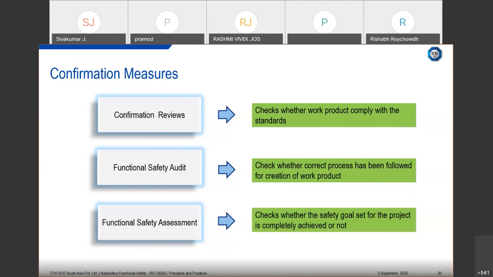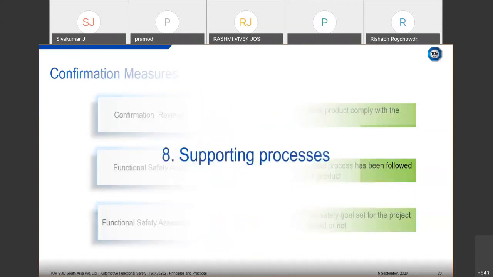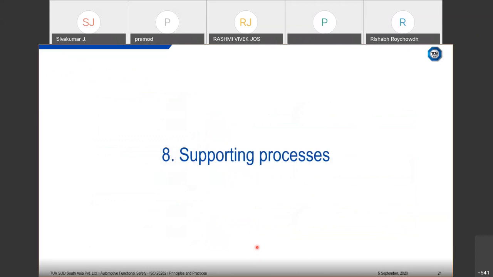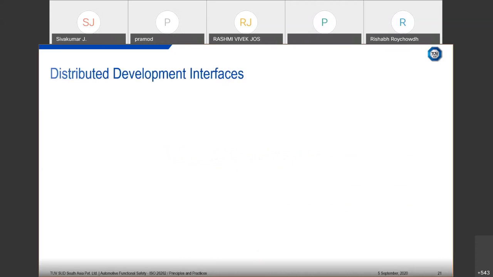Yeah, we'll see that these are some of the important aspects of functional safety management that I'm explaining. Now we'll move on to supporting processes. I will not be covering all the points given in the supporting process aspect. However, I would like to highlight some of the important aspects of what it talks about.